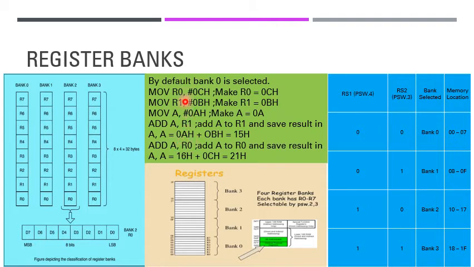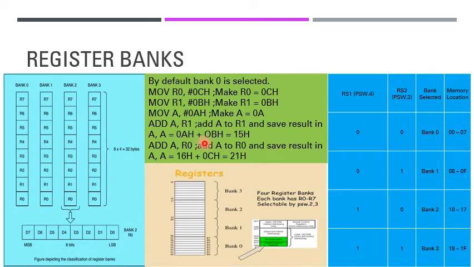These R0, R1, R2 to R7 registers are much similar to the general purpose registers we have seen in our 8085 microprocessor. These register banks are accessed one at a time by bit addressing of the D3 and D4 bits of the program status word.